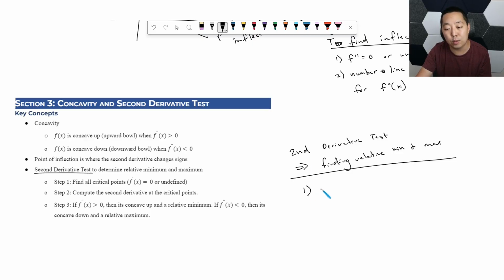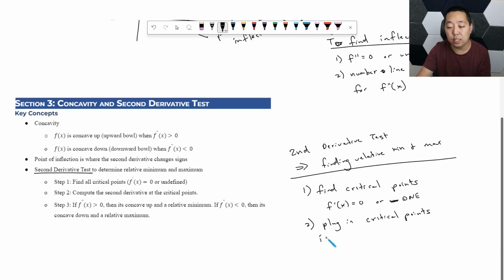So step one's always the same. We find the critical points. That's where the first derivative is equal to 0 or undefined, or does not exist. Okay, the second thing we're going to do is plug in the critical points into the second derivative of x.